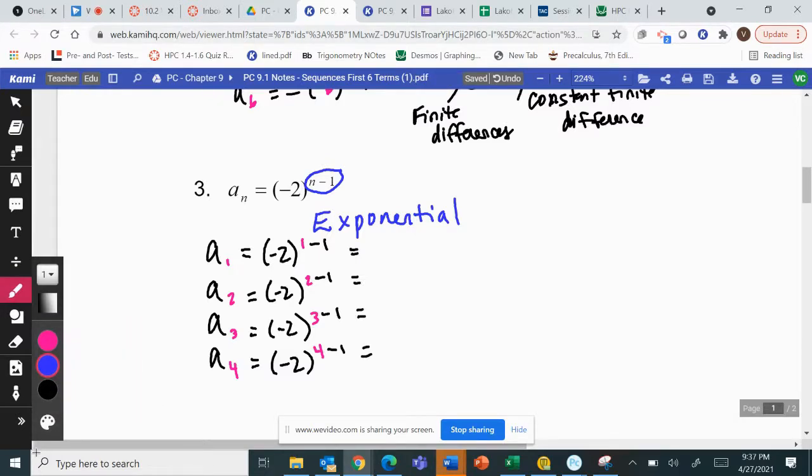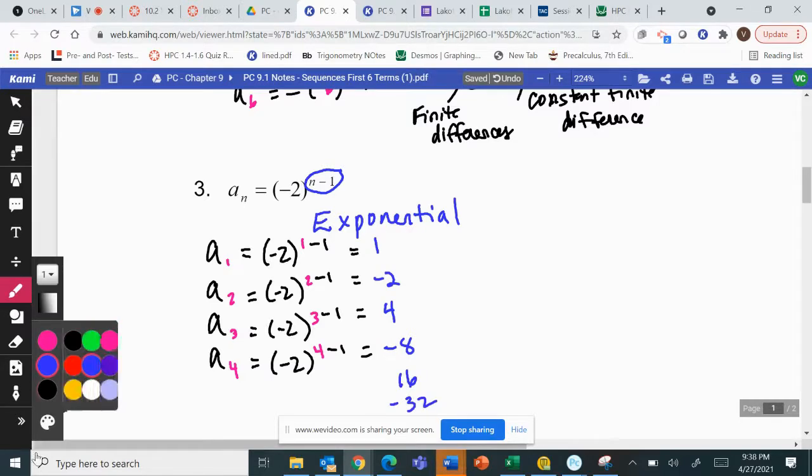Okay, so if I have negative 2 to the 1 minus 1, that's negative 2 to the 0, and that is 1. If I have negative 2 to the first power, that's negative 2. If I have negative 2 to the second power, that's 4. Negative 2 to the third power is negative 8. And then just following that pattern, I'm going to have 16 and then negative 32.